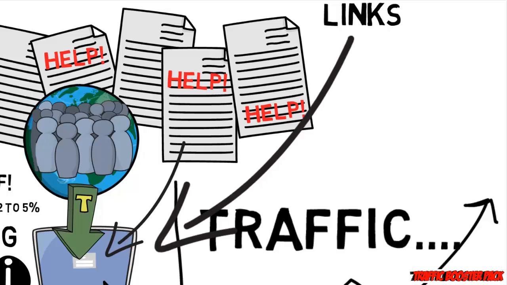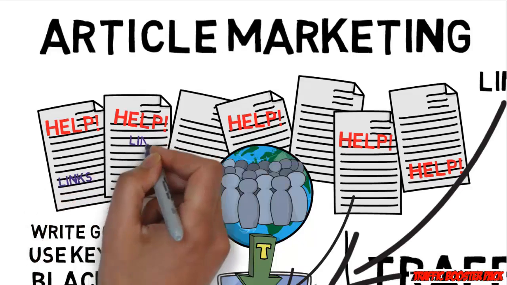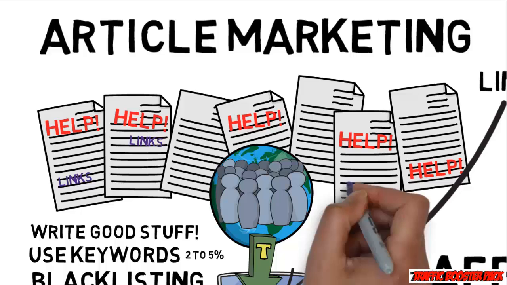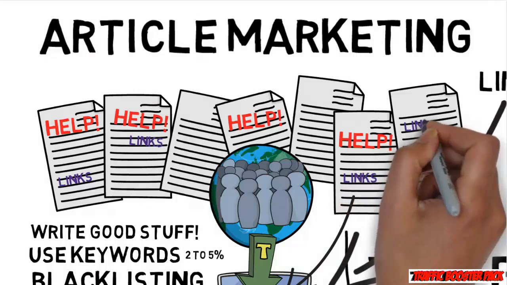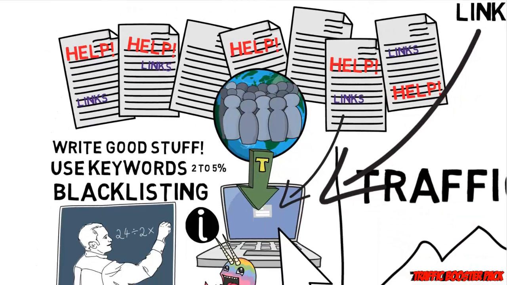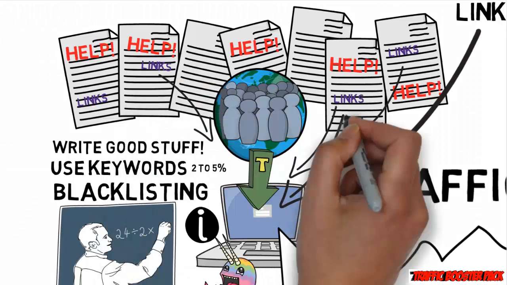Read the rules of article directory to determine the number of links allowed, and then, if allowed, place a link throughout the article, not just at the end. Many people will not actually make it to the end of the article, especially if the content is less than thrilling, so catch them before they can click away.